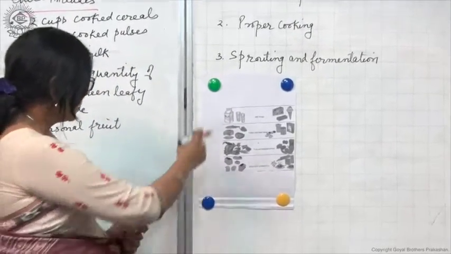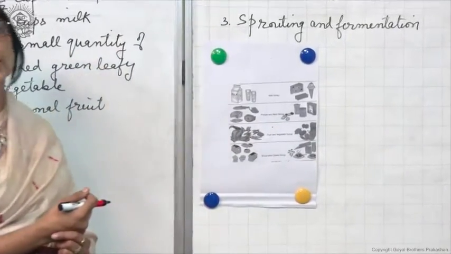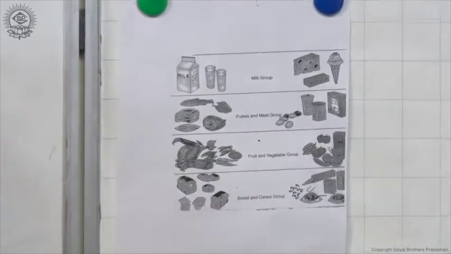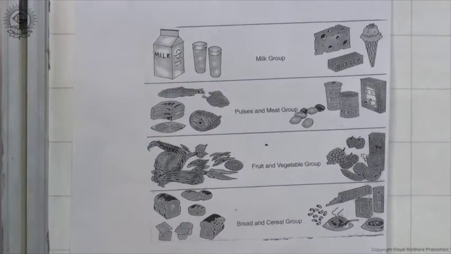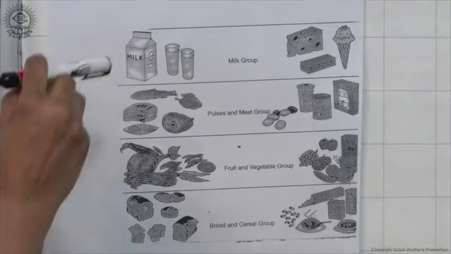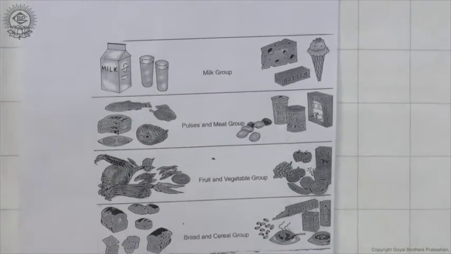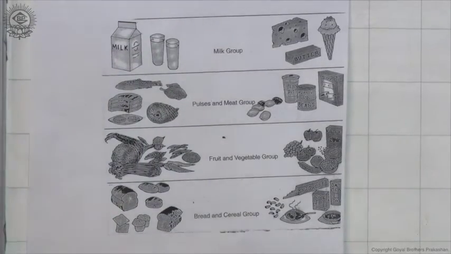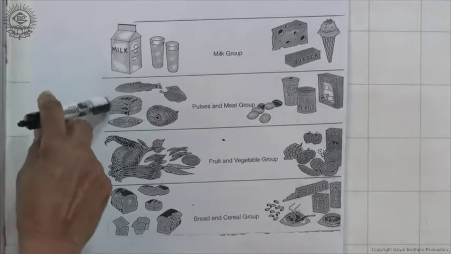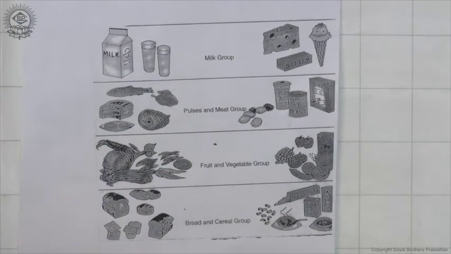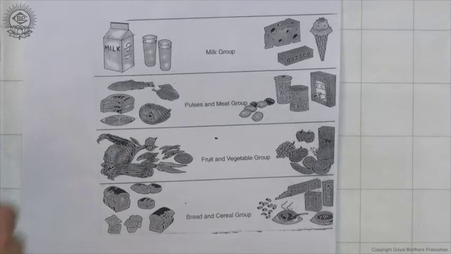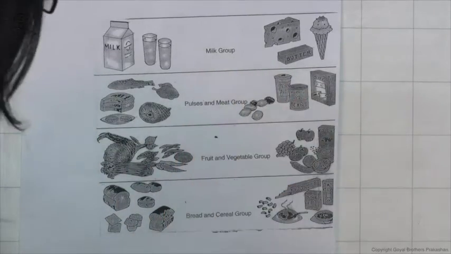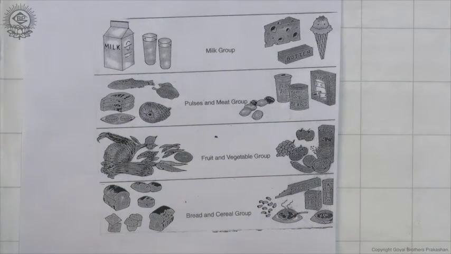Now, this picture shows you how the food can be divided into 4 groups. The first group is the milk group, which contains the milk and the milk products like cheese, milk, ice cream, butter, etc. The second group is the pulses and the meat group, which contain mostly the proteins. So, you can see this is fish, and these are the pulses, soya bean, etc.